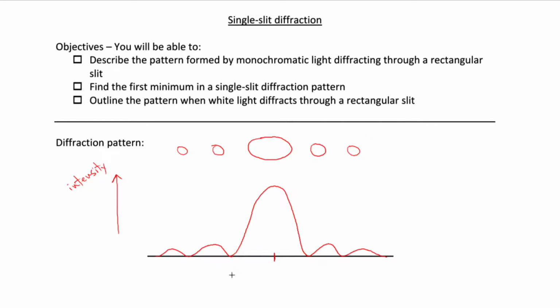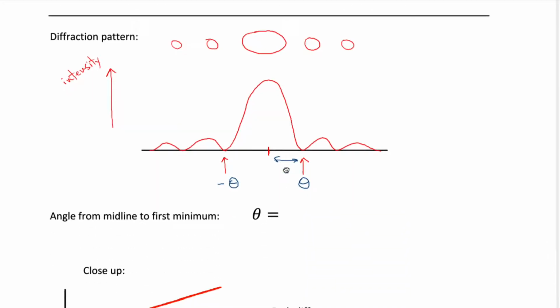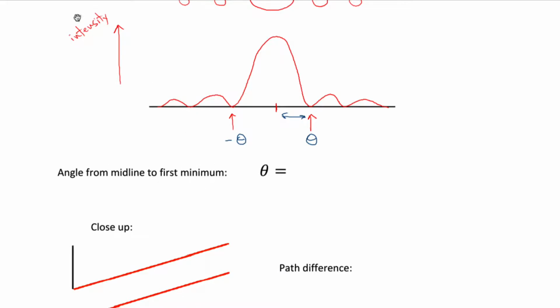Now, these were the two dark spots that we were watching, and we saw that we could move them in and out by changing the wavelength and changing the width of the slit. I'm going to call this angular separation here theta. So this is at positive theta, this minimum, and this is at negative theta. Now, it turns out that the angle from the midline to the first minimum, that angle theta, is roughly equal to the wavelength divided by the width of the slit.